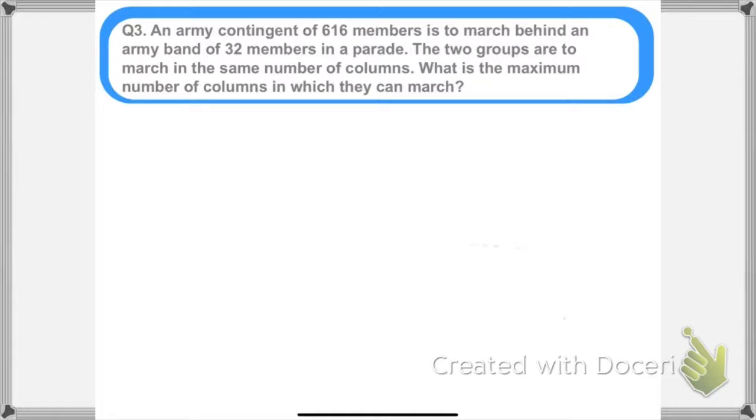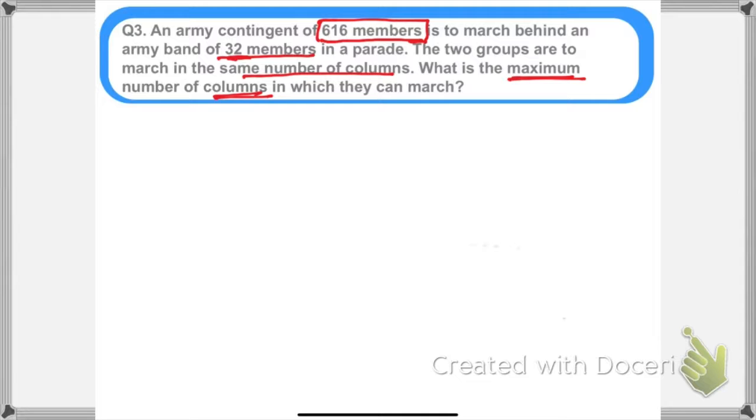So the next question that we have been given over here is that an army contingent of 616 members is to march behind an army band of 32 members. Means there are certain number of members in an army contingent, that is 616 members, and these 616 members have to march behind these 32 members. The two groups are to march in the same number of columns, mean the number of columns should be same. What is the maximum number of columns in which they can march? So we have to find the maximum number of columns in which they can march.